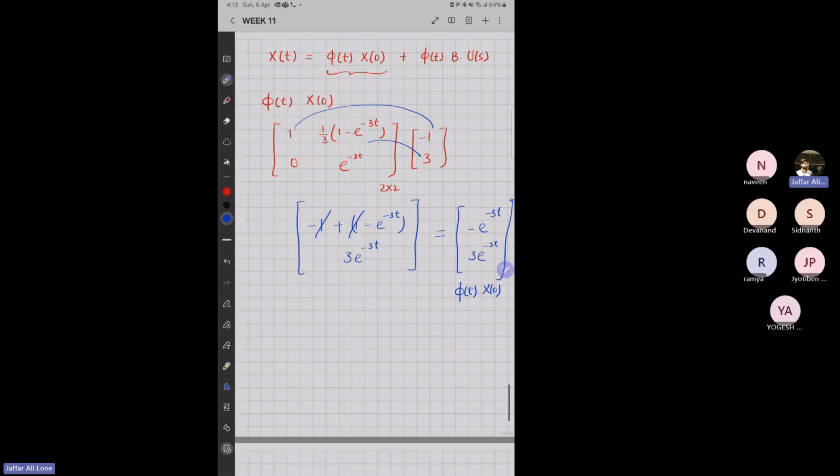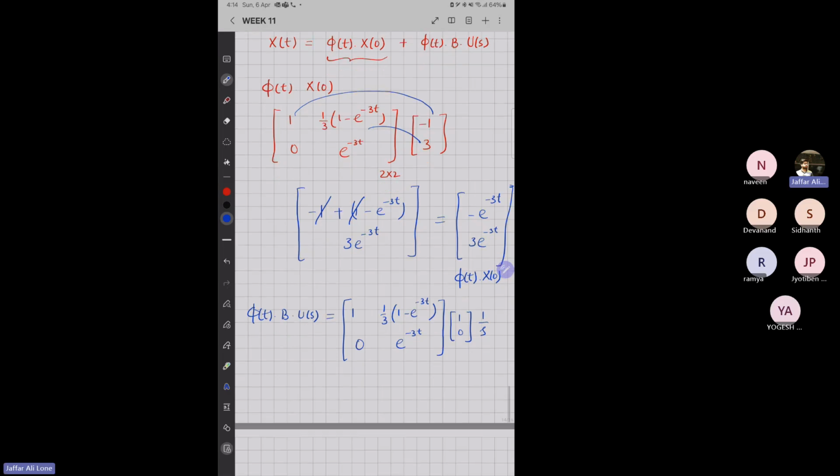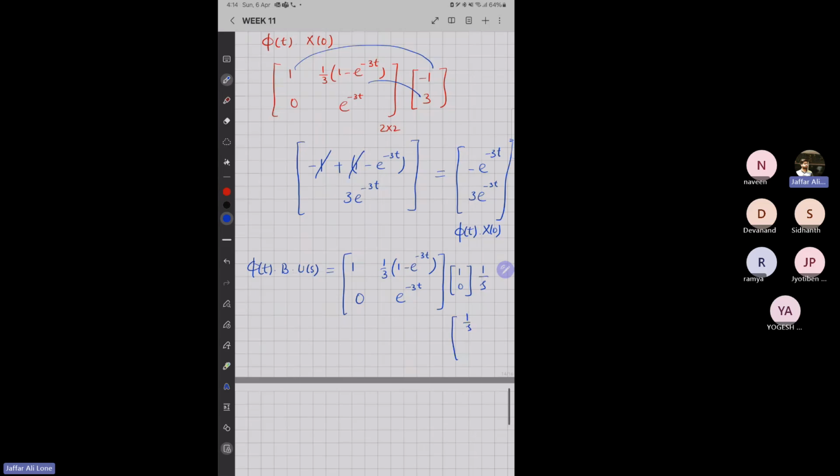Right? Now I need to find phi t into b into u of s. So let's write phi t into b into u of s, which is equal to my phi t, which is 1 over 3, 1 minus e raised to the power minus 3t, 0, e raised to the power minus 3t. And what's my b? My b is 1 and 0, and my u of s is 1 over s because it's a unit step. Right? So, or I can write this term as 1 over s and 0. This will be the same.